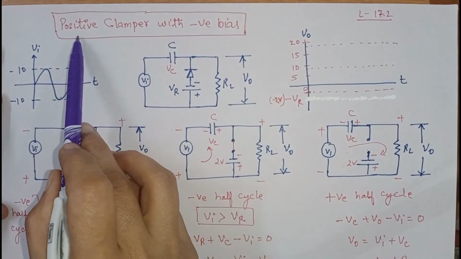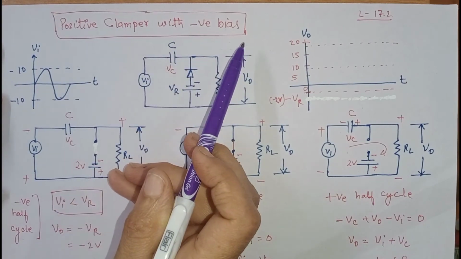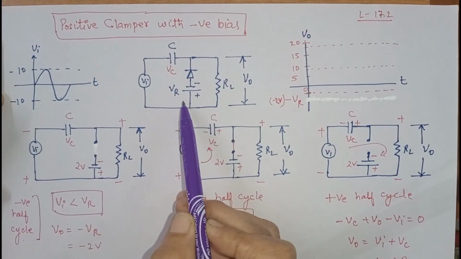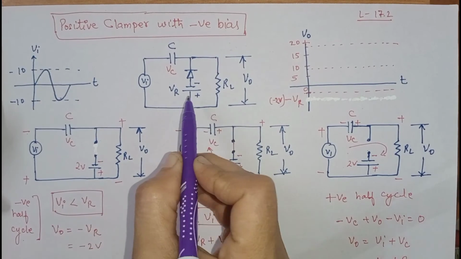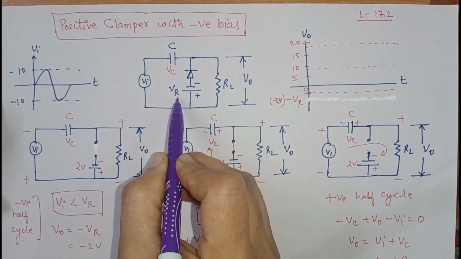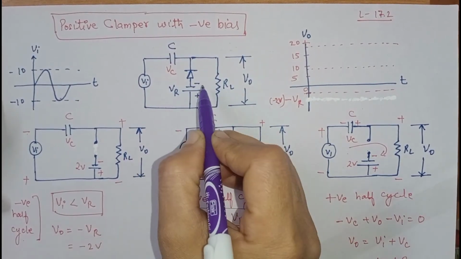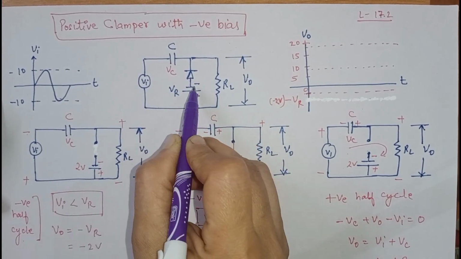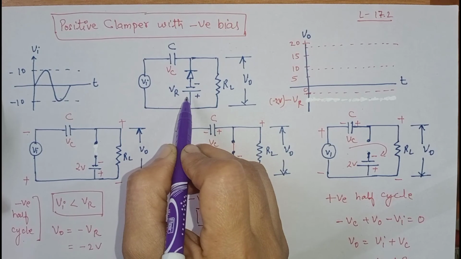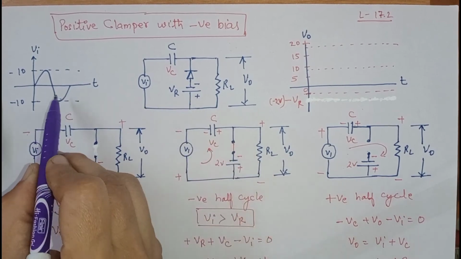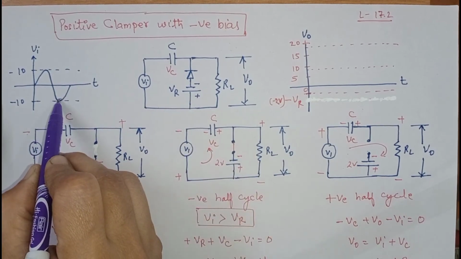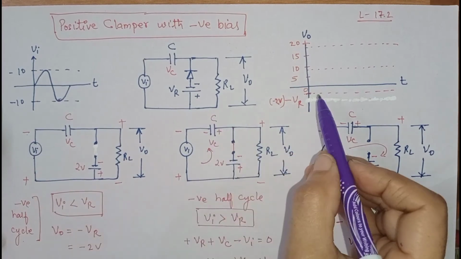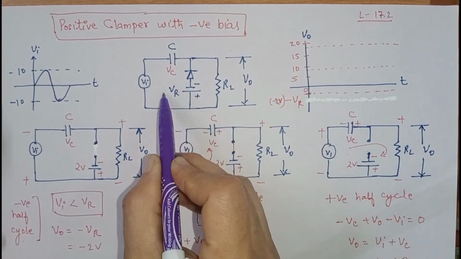Now I will explain positive clamper with negative bias. This is the circuit of positive clamper with negative bias. We have applied this bias voltage in reverse direction. Now in reverse direction, the P side of this diode is connected to negative of this battery voltage. In this case, the negative peak of the input signal is shifted downward below zero level by this VR voltage.